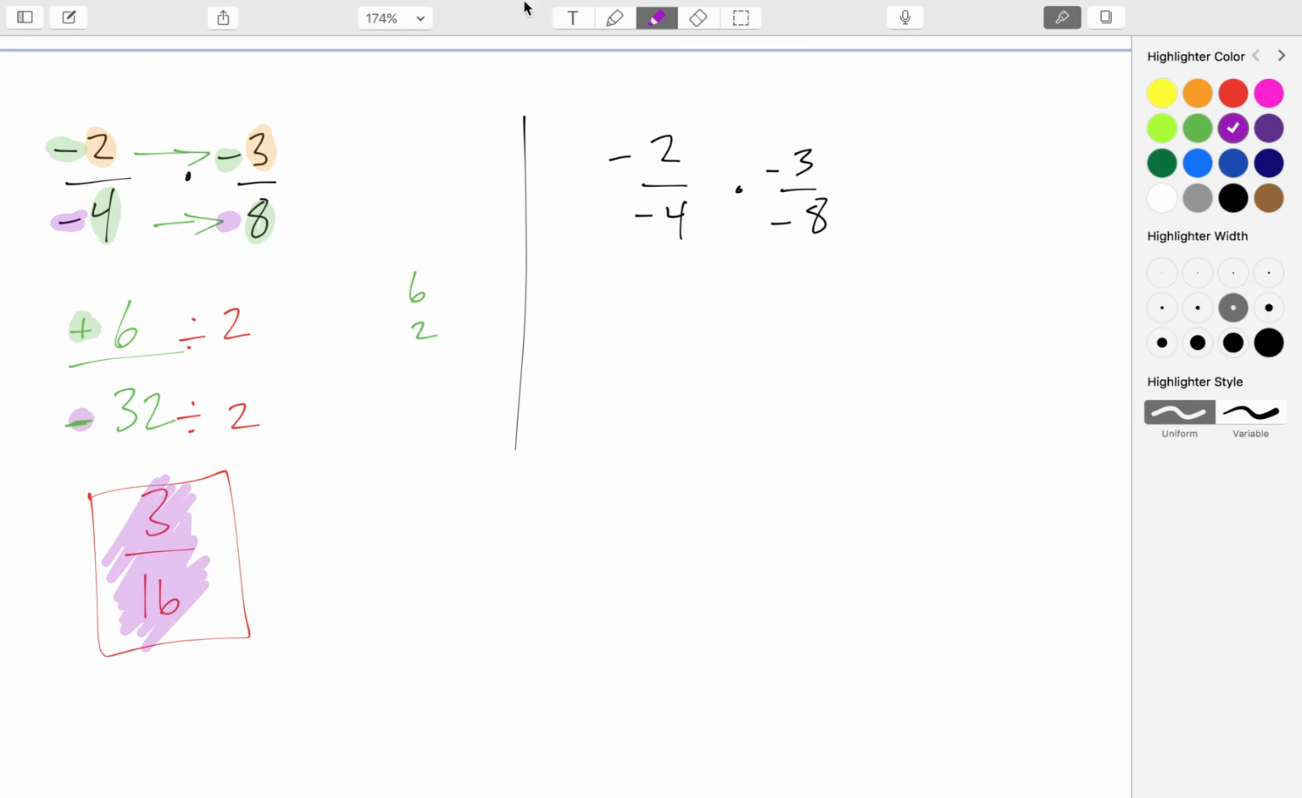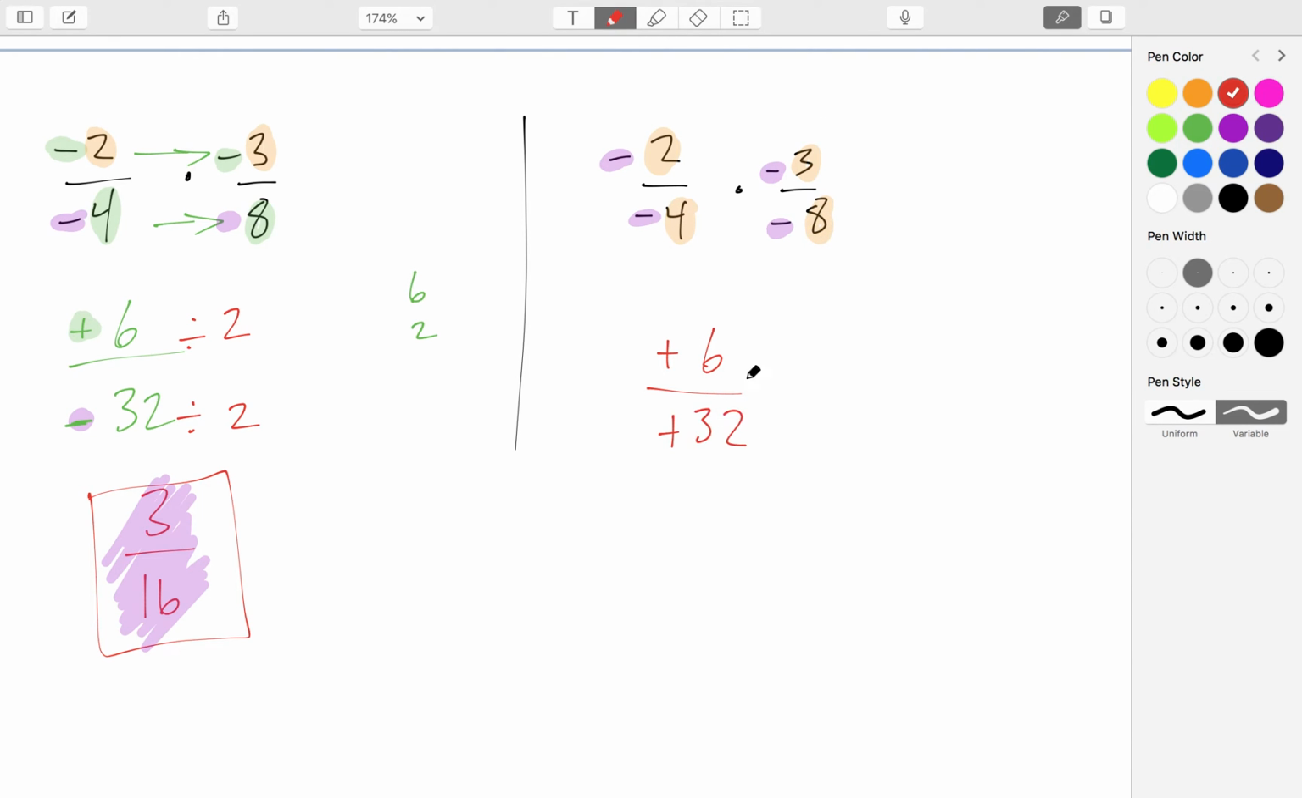Next one. Look at this. We have a negative times negative. So that's going to be a positive. Then we have a negative times a negative. So I'm going to draw the fraction line, and let's put a positive for that one also. Now we're going to go back over and do the numbers. What is 2 times 3? That's going to be a 6. What is 4 times 8? And that is going to be a 32.